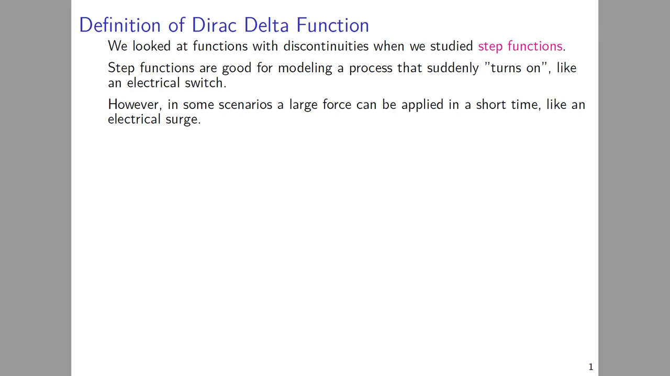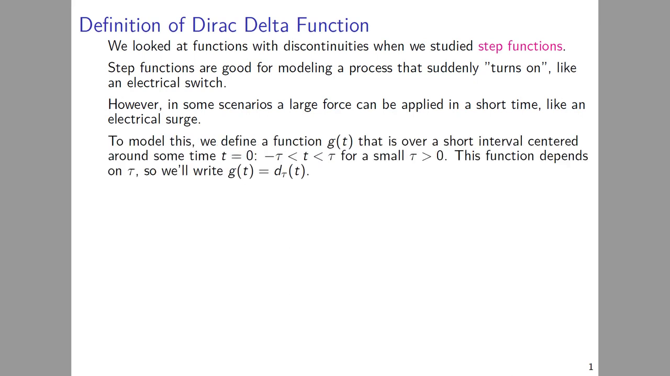However, in some scenarios, a large force can be applied in a short time, like an electrical surge or the force of a hammer. To model something like this, we want to define a function g of t that occurs over a short interval centered around some time we'll call t equals 0. That is, for values of t between negative tau and tau for some small positive number tau. This function depends on what we pick for tau, so we'll write it as g of t equals d sub tau of t. And we'll define it as 1 over 2 tau for t between negative tau and tau, and 0 otherwise.